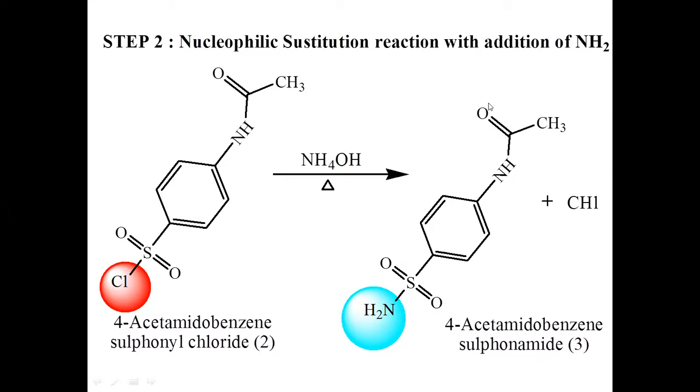4-acetamido-benzene sulfonamide. This is the second step of synthesis of sulfonamide, that is a nucleophilic acyl substitution reaction. Now the excess amount of HCl gets neutralized with the excess amount of ammonia generated from ammonium hydroxide.